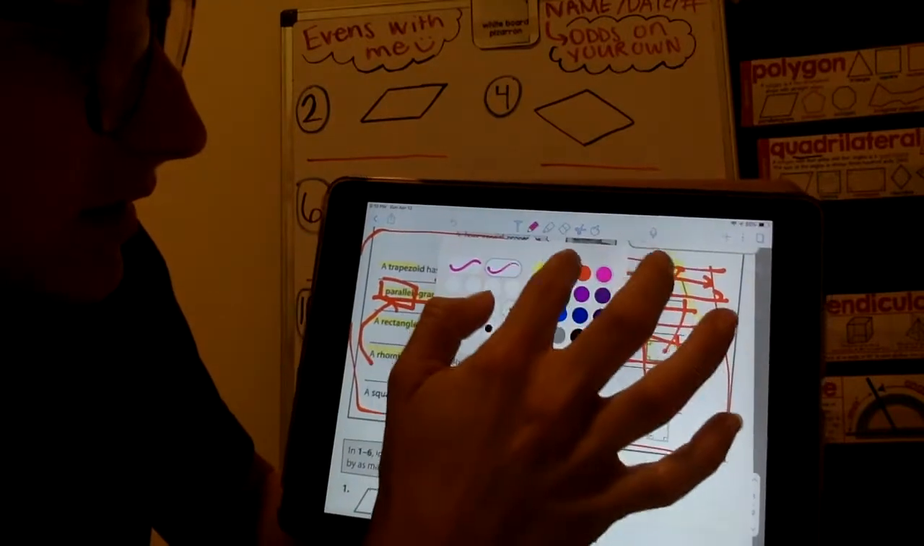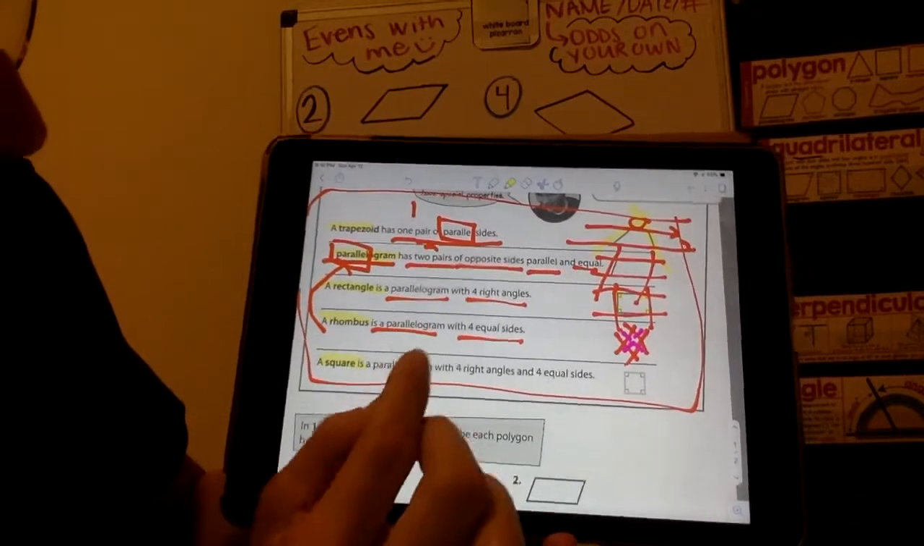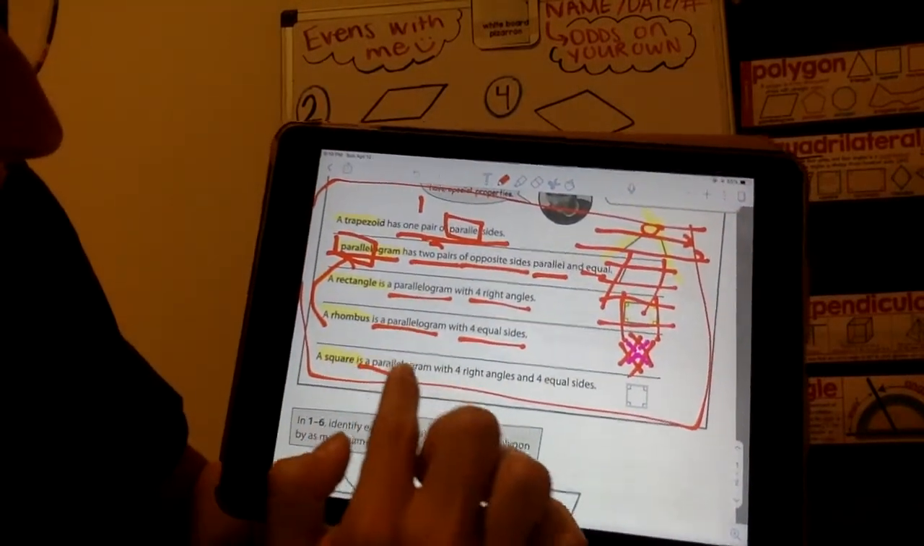Alrighty, let's continue here. Last but not least, we have a square. And by definition, a square is a parallelogram.